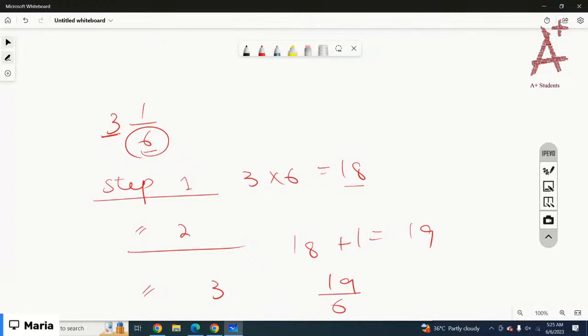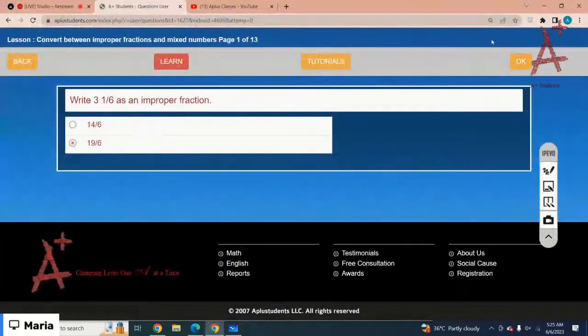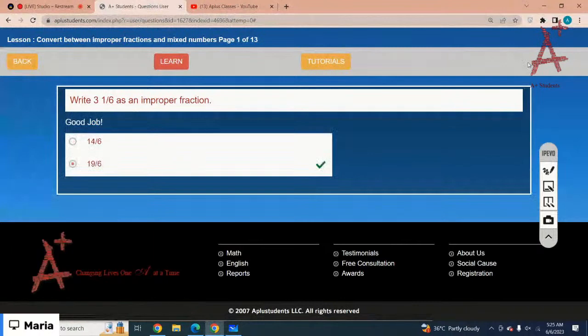Got it? So it would be 19 over 6. Option 2 is the correct one. Got it?